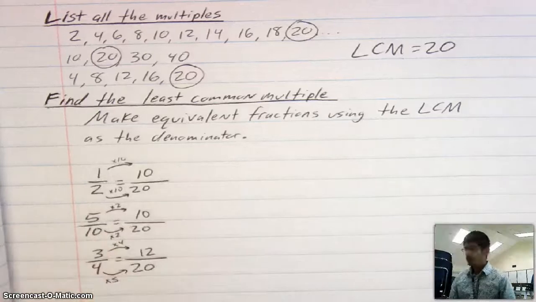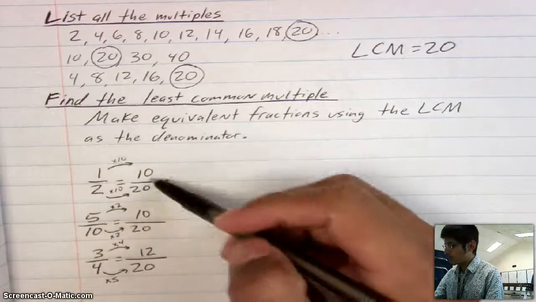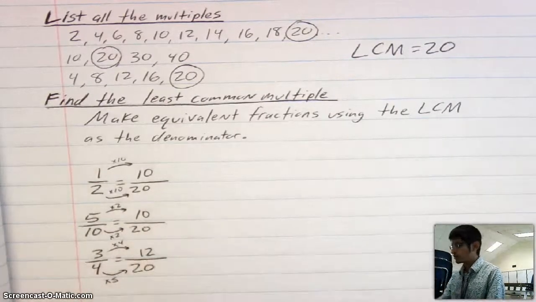So now, once they all have the same denominator, it's pretty easy to see which one is larger. You can just say these two are the same, 10 out of 20, and 12 out of 20 is larger. So the biggest fraction out of this group would be the 3/4.